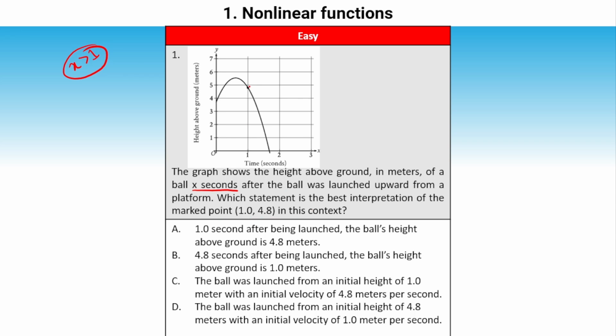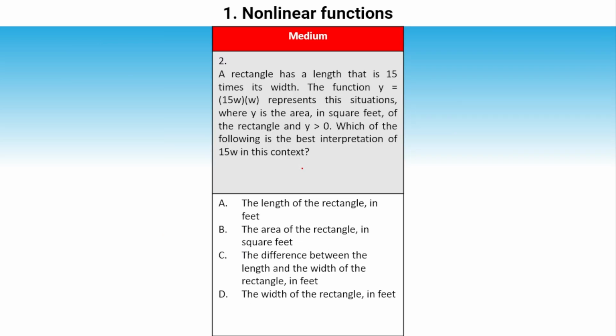So this is the point here, you can see the black dot, so that is 1 comma 4.8. So what is 1? Let's say 1 is the time in seconds, and 4.8 is the height above the ground in meters. The graph shows the height above the ground after 1 second. One second after being launched, the height of the ball above the ground is 4. Okay, that's correct. Very easy, you can check it simply.